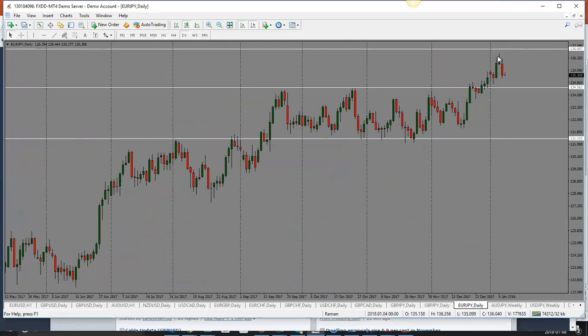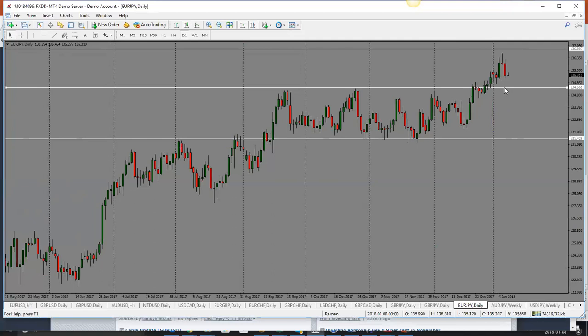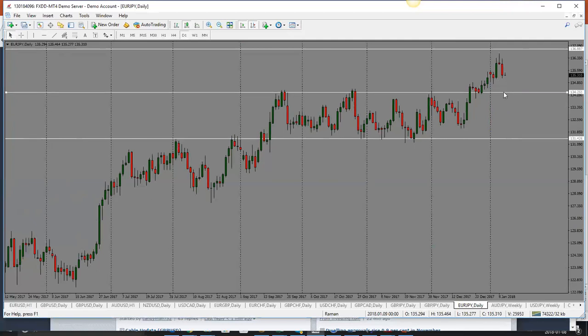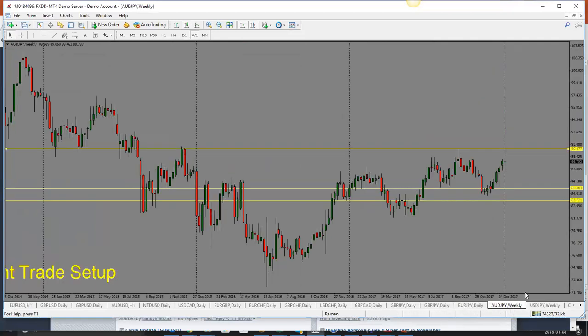Euro yen here. Euro was weaker, so we had a nice pin bar, and now we have a nice evening star formation here with these three candles. So I'm looking for price to drop. My target would be 134.25 here. So looking for price to move lower. So Euro yen, I do like here.